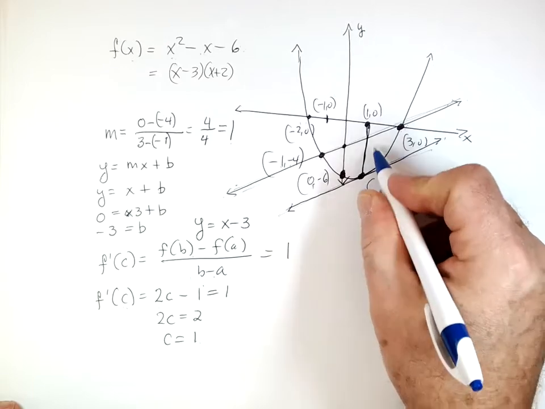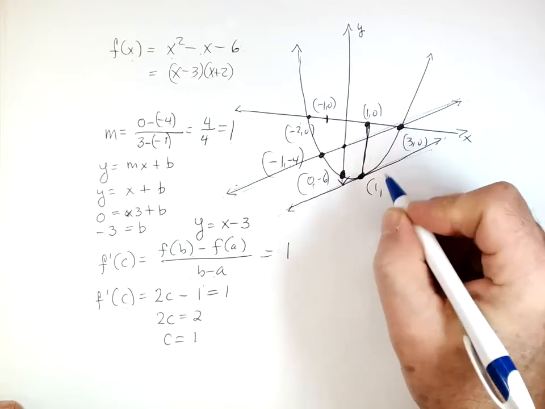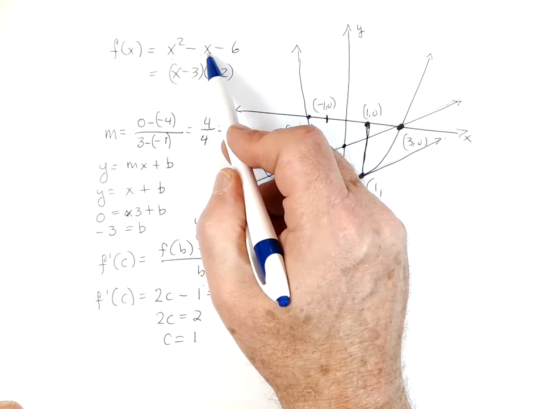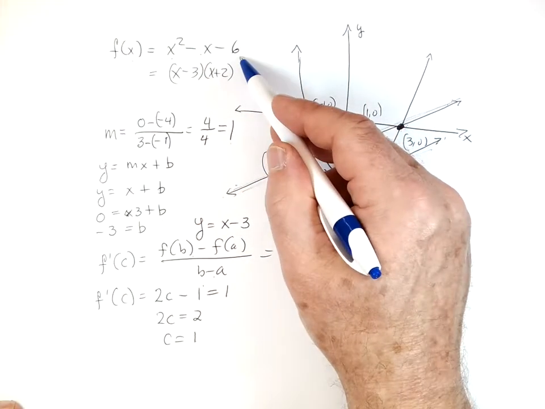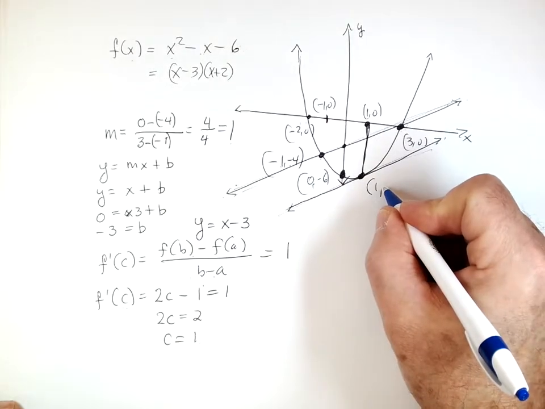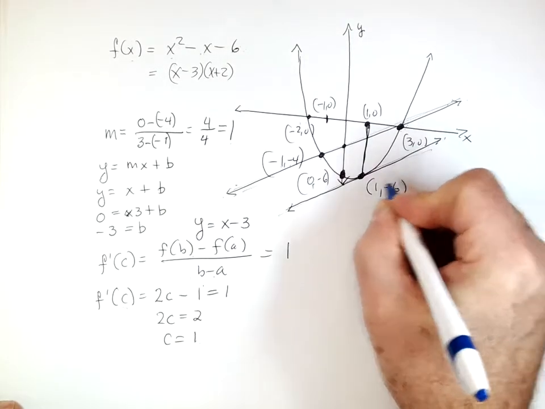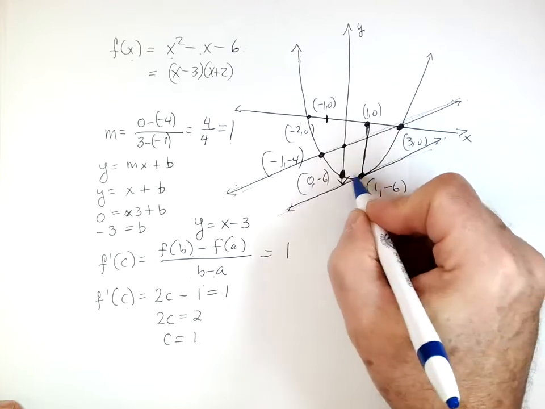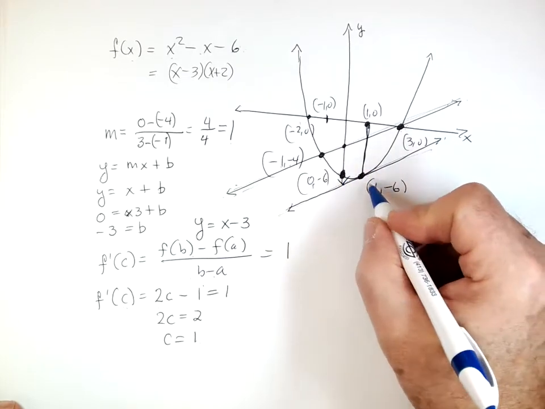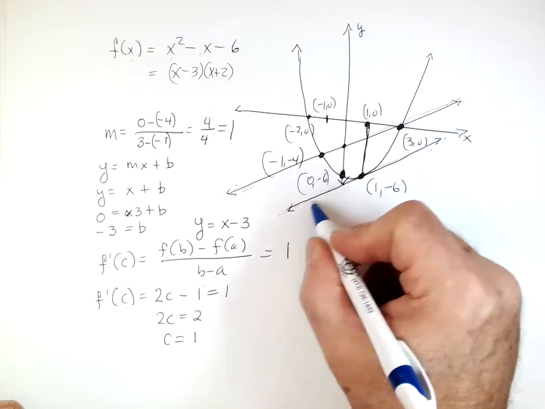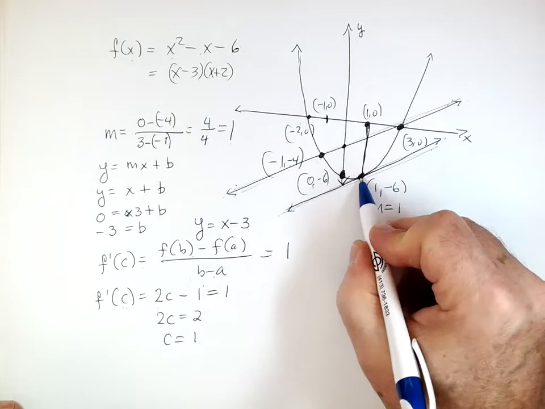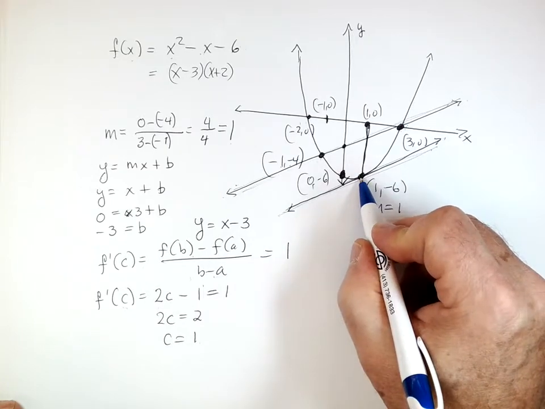This point is where x is 1, and y would be 1 squared minus 1 minus 6. That would be negative 6. That's kind of interesting. It's equally distant from the intercept here. This is 1, negative 6. So we're looking for the equation of this line whose slope is 1, containing the point 1, negative 6.